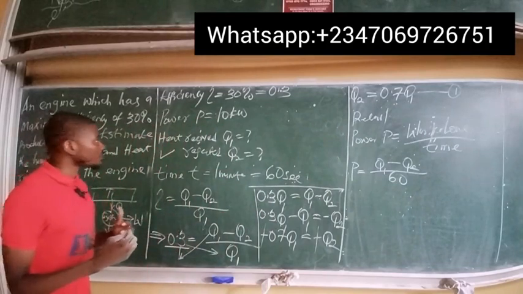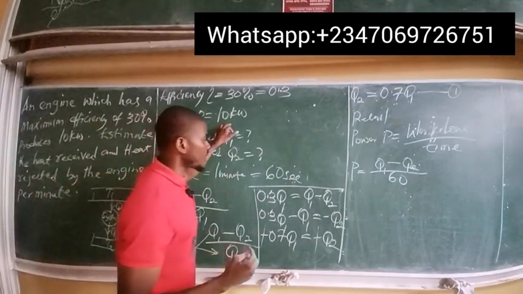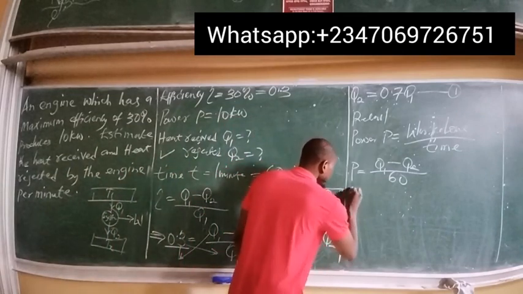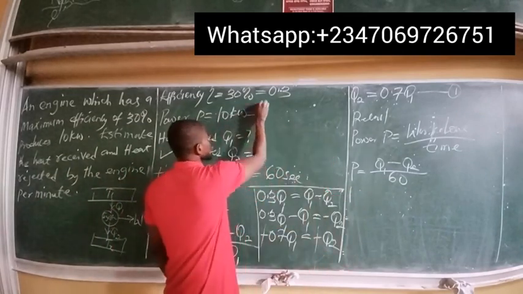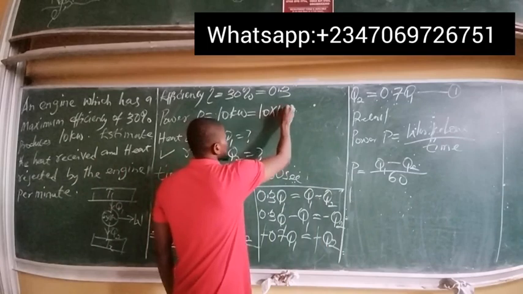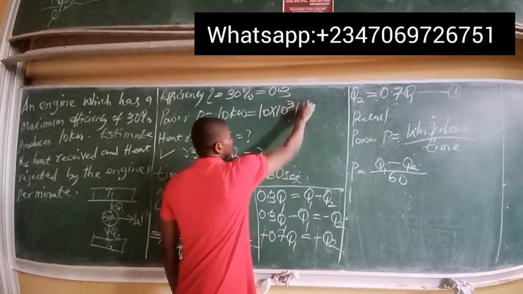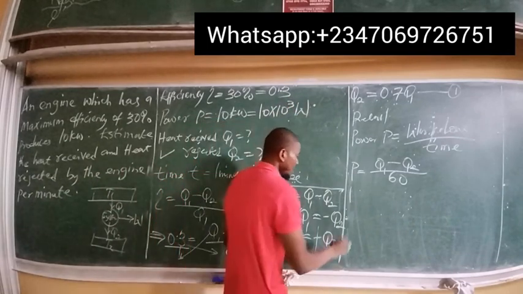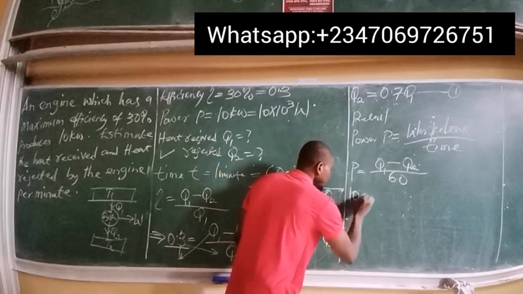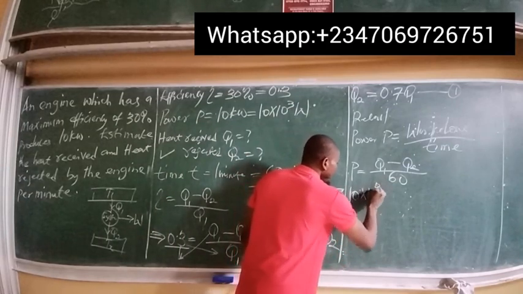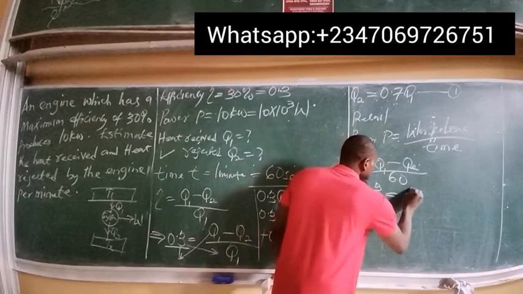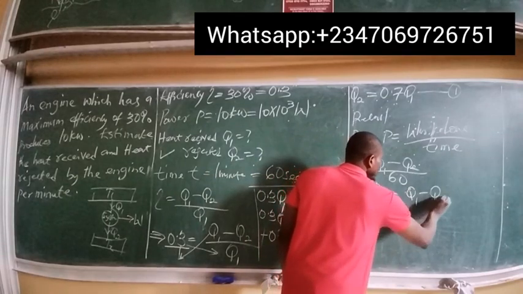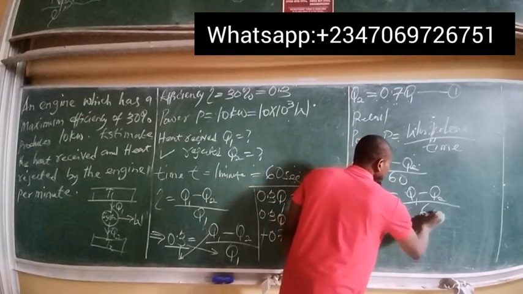And we know the value for the power. Power is simply 10 kilowatts, so we can convert that. Of course, 10 kilowatts is simply 10 by 10 to the power of 3 in watts. So 10 by 10 to the power of 3 is equal to the work done, Q1 minus Q2 all over 60.